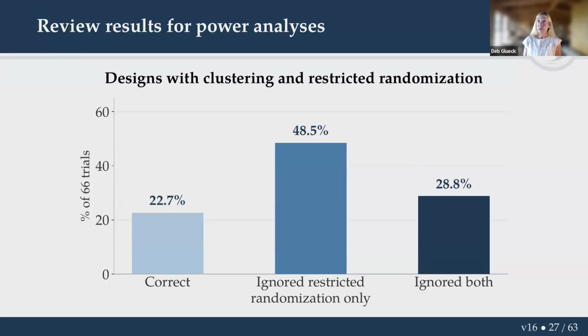Now we'll think about power analysis. This is for designs with clustering and restricted randomization. About 22%, almost 23%, correctly did the power analysis when they had both clustering and restricted randomization. About 49% correctly accounted for clustering, but ignored restricted randomization in power analysis. And almost 29% ignored both clustering and restricted randomization when they were doing their power analyses.